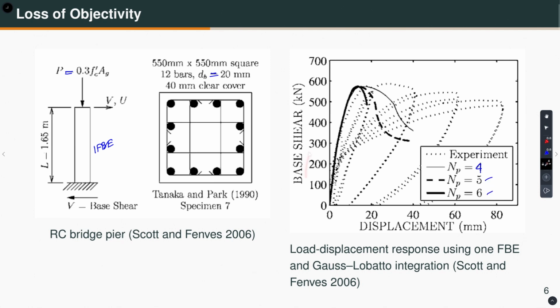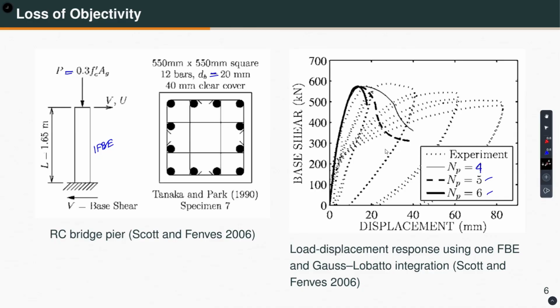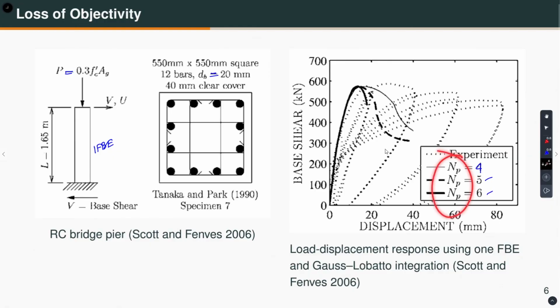Now, let us look at the result. So, base shear versus displacement result is something like this for NP is equal to 4, number of integration point is equal to 4. When it is 5, the result is going like that. When it is 6, the result is like that. So, what is happening? We see that the response depends on the integration points. Now, I do not know how many integration points needs to be used, right. So, that means the response is becoming non-objective, or we are losing the objectivity. In other words, the response is becoming subjective. It is depending on the number of integration points that we use.